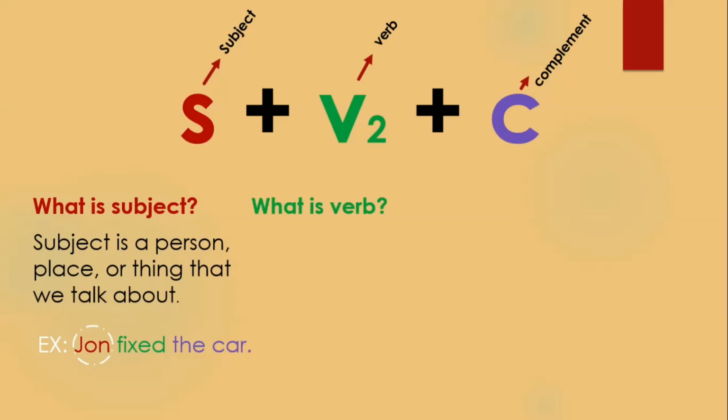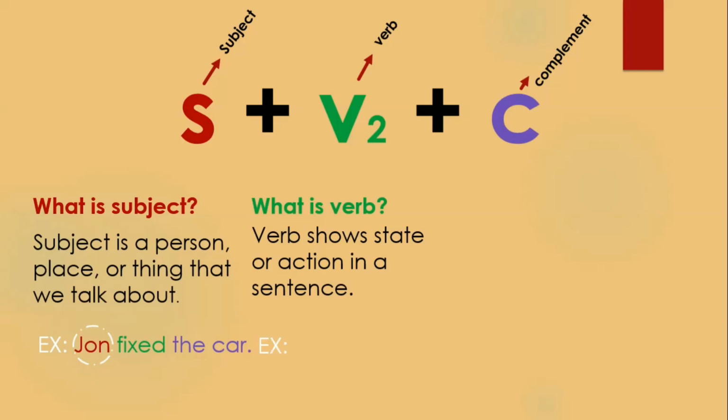What is verb? A verb shows a state or action in a sentence. For example, John fixed the car. Now what is the verb in the sentence? Very good. Fixed is the verb. Why? Because it is the action of John.